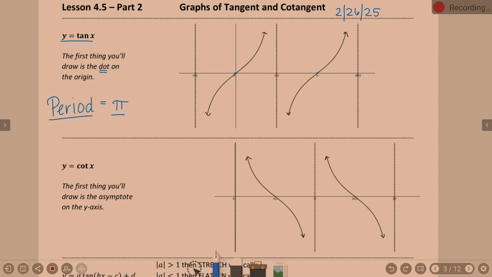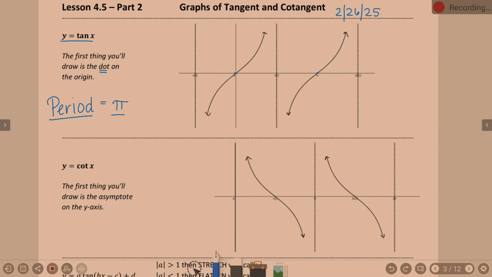Now, your asymptotes are going to be halfway in between. So if I have points at 0 and pi, I'm going to have an asymptote at pi over 2. If I have points at pi and 2 pi, I have an asymptote at 3 pi over 2. So I'm having an asymptote once every period. So you have a point once every period, and you have an asymptote once every period. My points are pi apart, and my asymptotes are also a distance of pi apart.